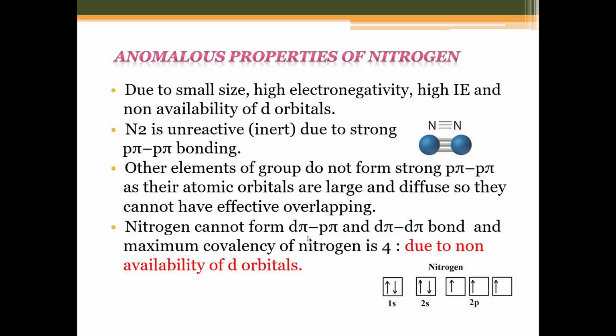Nitrogen cannot form d-pi p-pi and d-pi d-pi bonds, and the maximum covalency of nitrogen is 4. This is due to non-availability of d orbitals. From the electronic configuration of nitrogen, we can see that the valence shells are 2s and 2p. There are no d orbitals. That means there are only 4 orbitals available for bonding. And so that's the reason the maximum covalency of nitrogen is 4.